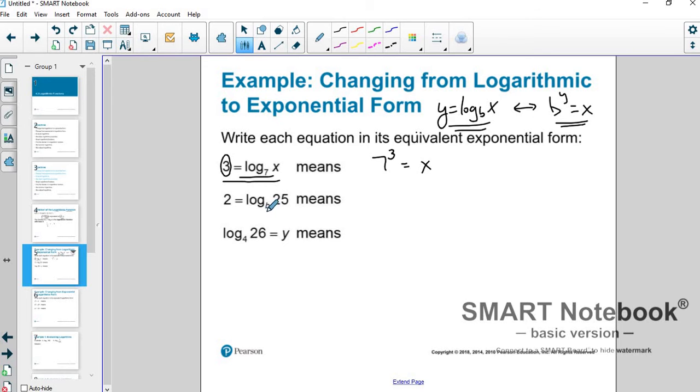Okay, let's do one more. What's the base here in this expression? B. What's the power that goes with it? It's the number by itself. Okay, that's 2. And then whatever's left, 25, b squared equals 25. Now we're not solving anything. We're simply rewriting in a different form. This is logarithmic form, this is exponential form. Okay, so pause the video real quick and you try this last one.